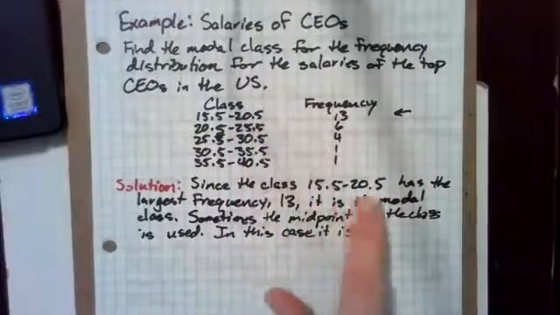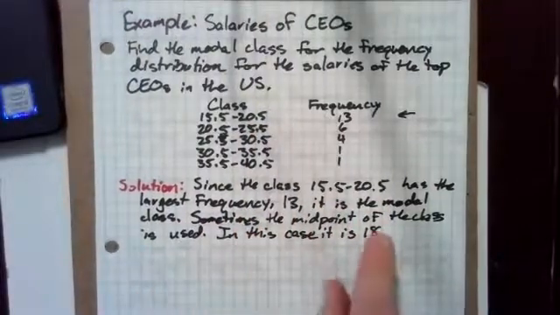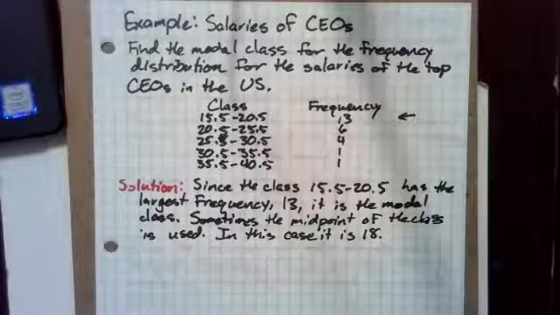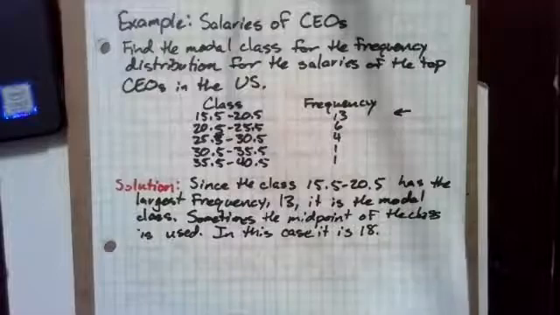Since the class 15.5 to 20.5 has the largest frequency, it is the modal class. Sometimes the midpoint of the class is used. In this case, that would be 18.